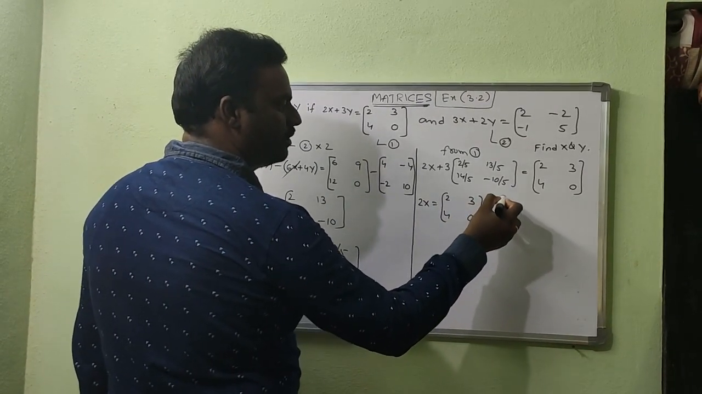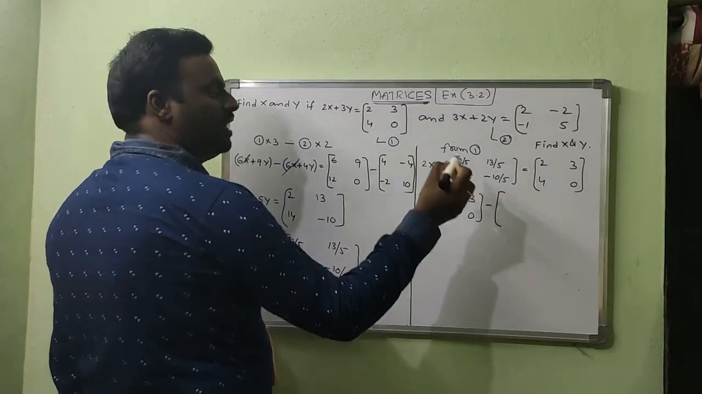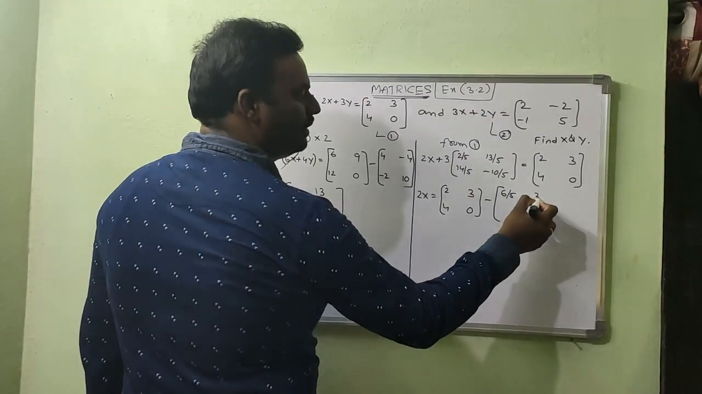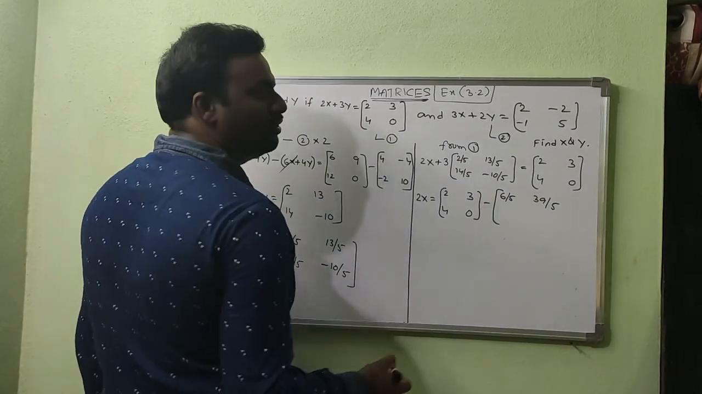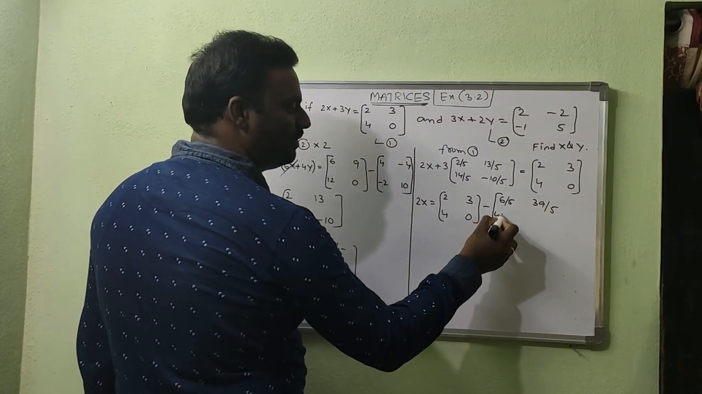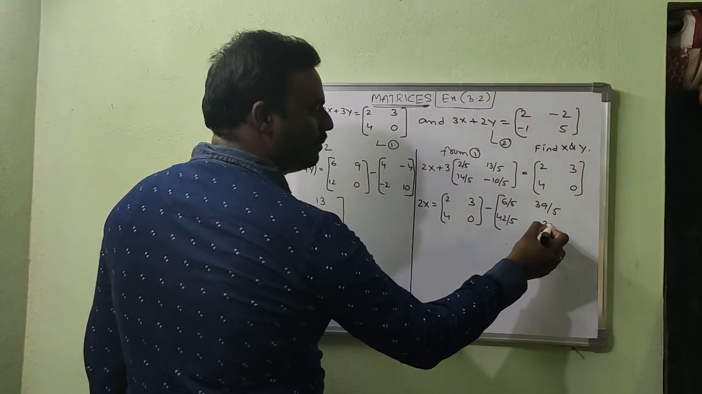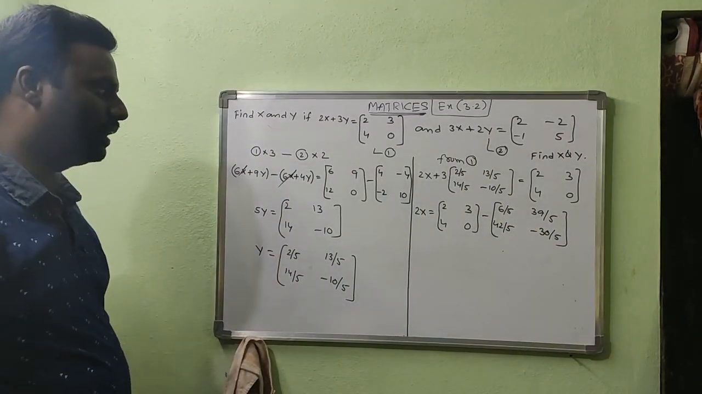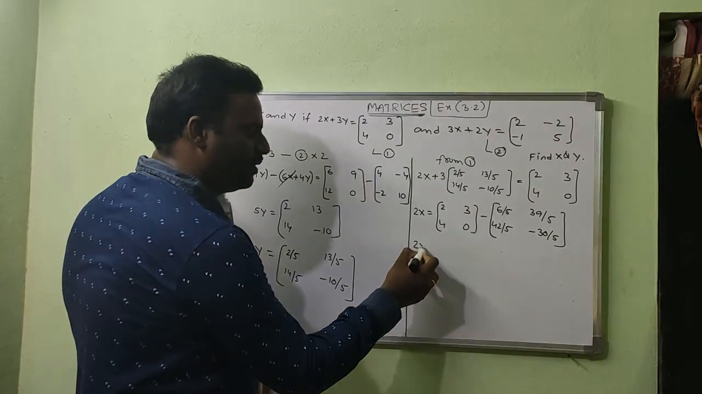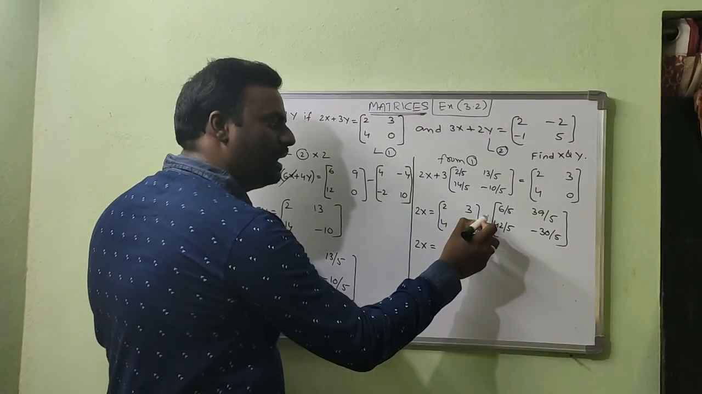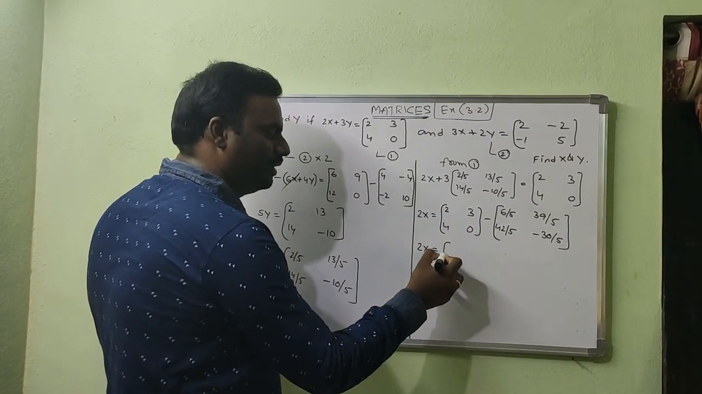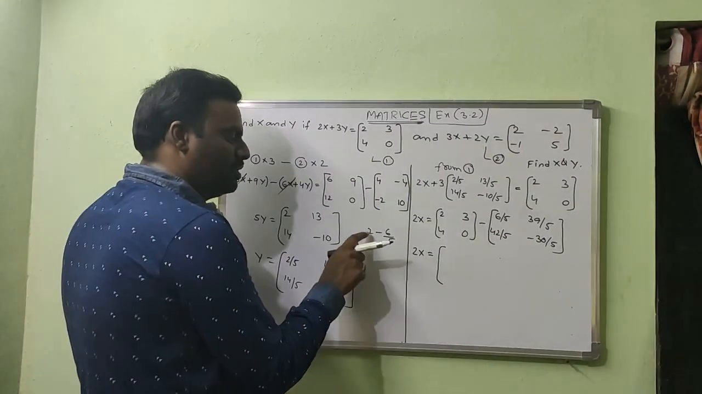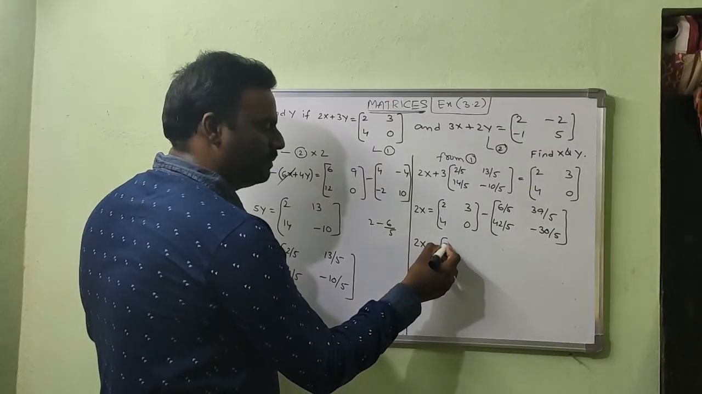This plus, it goes to that side, becomes minus. 3 into 2 by 5, 6 by 5. 3 into 13 by 5, 39 by 5. 3 into 14 by 5, 42 by 5. 3 into 10 by 5, minus 30 by 5. Now 2X is equal to, simplify, 2 minus 6 by 5. 5 2s are 10, minus 6 is nothing but 4 by 5.